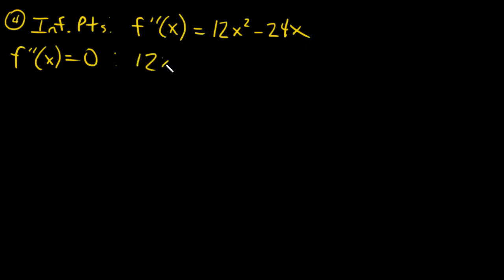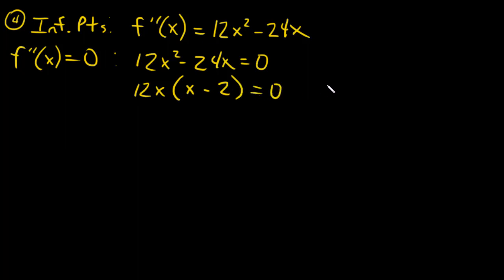So 12x squared minus 24x equals 0. I can factor out the 12x. If I do that, I'm left with x minus 2 equals 0. So x equals 0 and x equals 2. Okay?